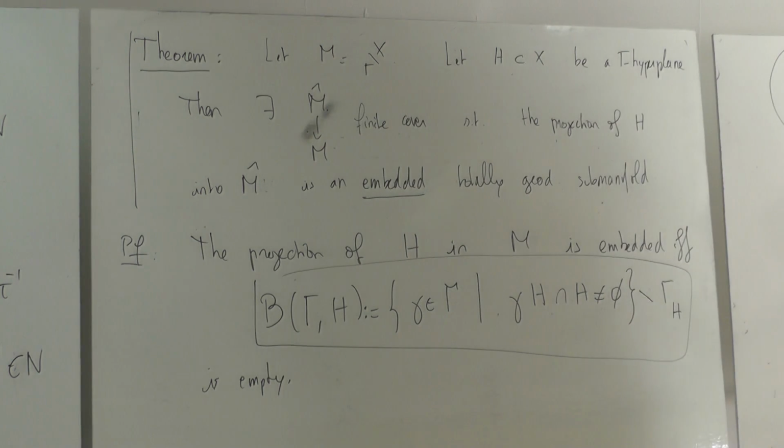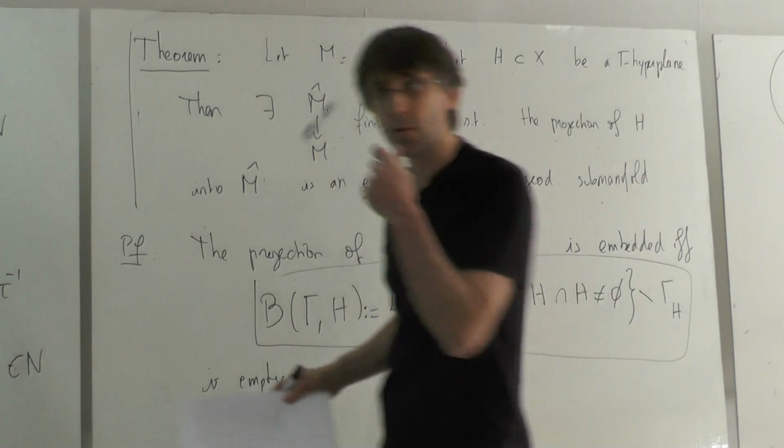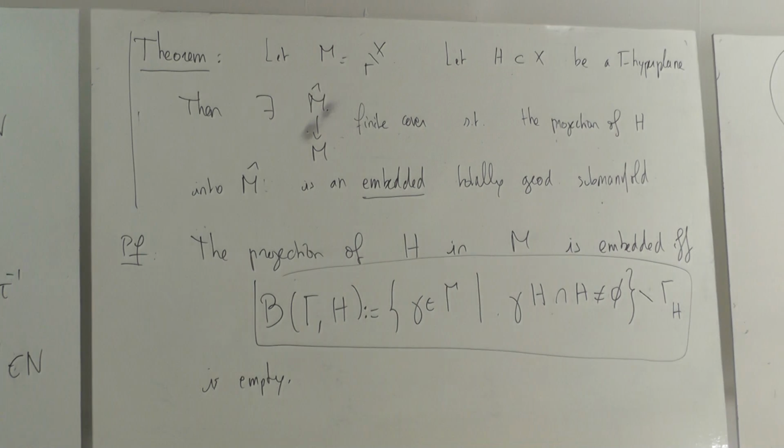And so the goal now is to prove that, passing to a finite cover, this set can be made empty. And now the lemma is the following. There exists some gamma prime, of finite index in gamma, such that the set of bad elements of gamma prime H is empty. Okay, so that's the lemma we want to prove.